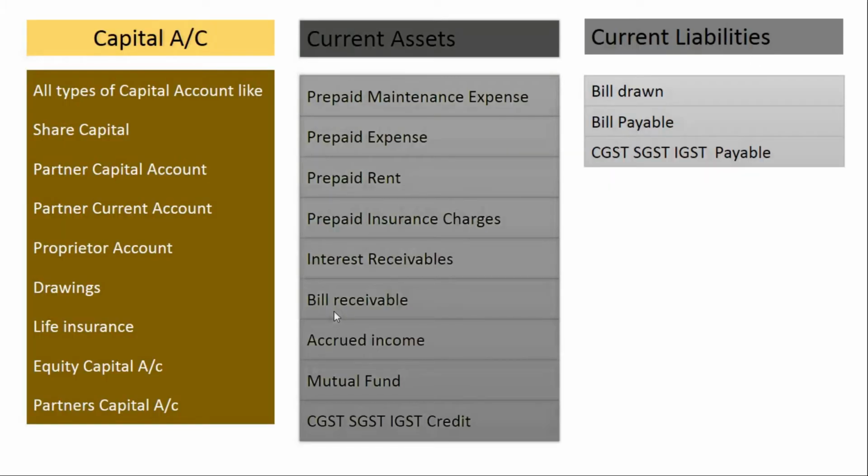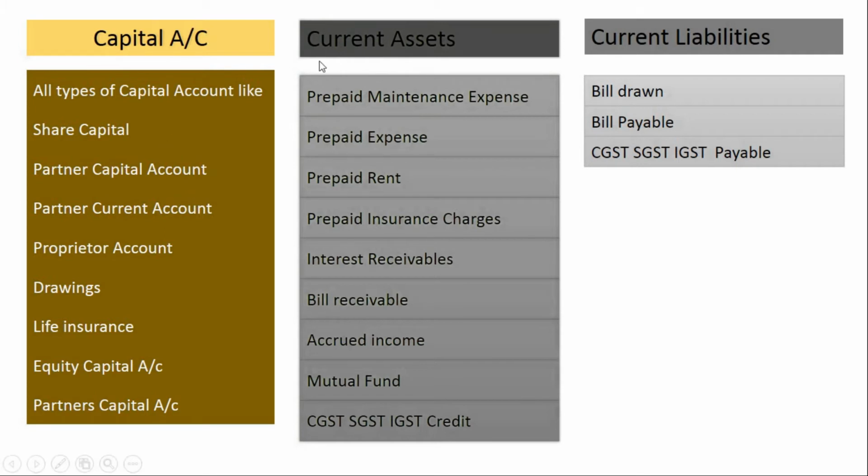Then we have capital account, current assets and current liabilities. Under capital account, we have ledger accounts like share capital, partners capital account, proprietors account, drawings, life insurance, equity capital, partners capital. This all will come under capital account.